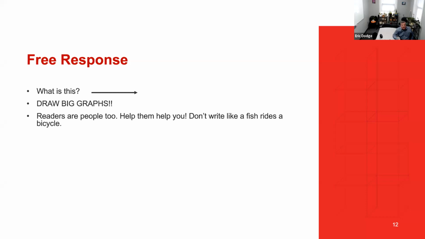Related to that, readers are people too. Help them help you. They cannot score points for you if they can't understand what you are writing. If you are writing too small, if you are writing in some weird script, if you are writing at an odd, imperceptible angle, they are grading thousands of these. You need to make it easy on them to find your points.